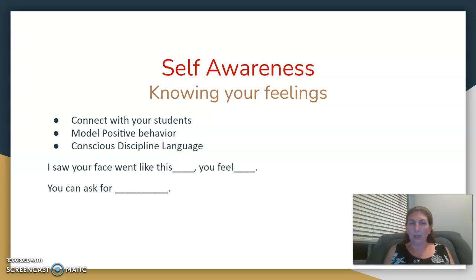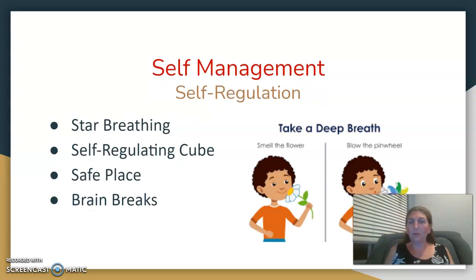So when something's happening in the classroom, you can say, "I saw your face. It was like this. You're feeling mad. You can ask for help, or you can ask for the toy." And the same thing, "I saw your face. It went like, oh, you were feeling surprised. You can say you're excited or you want to play with your friends." We model all of these behaviors to help them realize what they're actually feeling, and give them a language and a voice to those feelings.